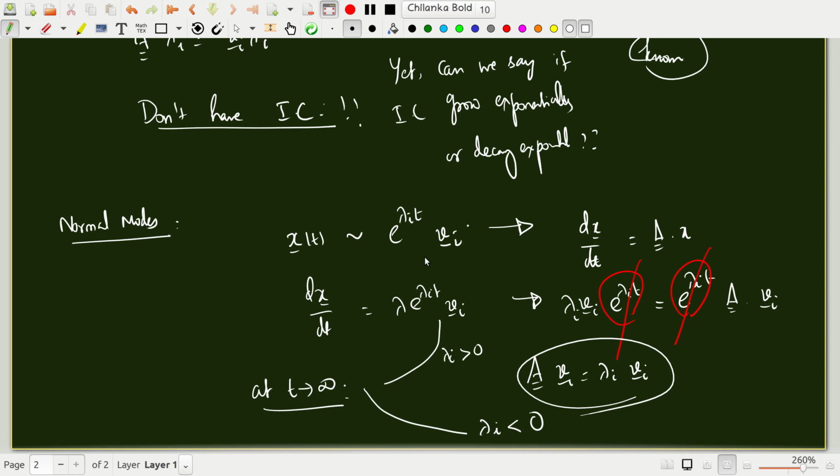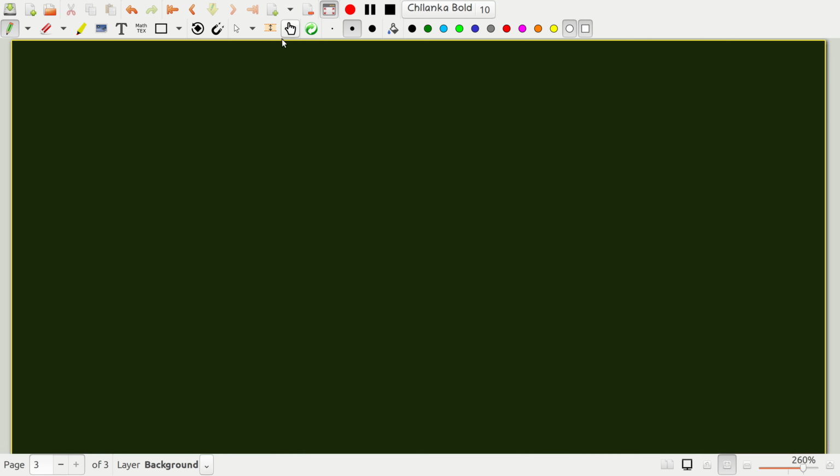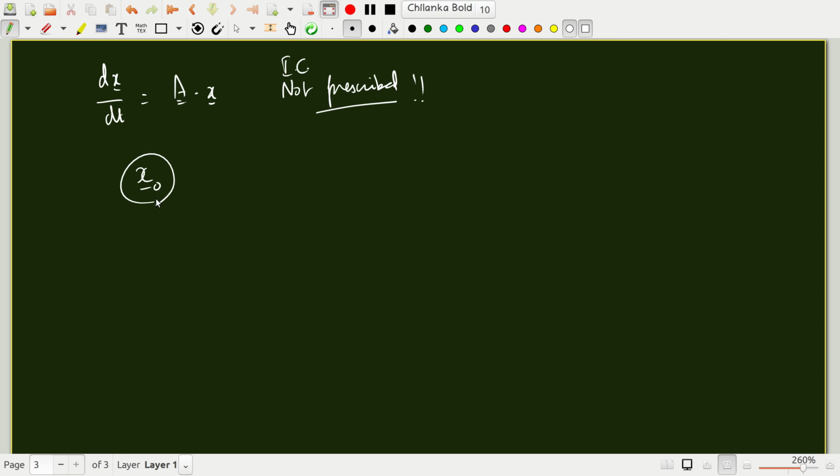Okay, so in this system of ODEs where the initial condition is not prescribed, then we can see whether any initial condition will be stable or not by just looking at whether the eigenvalues of A have positive real part.